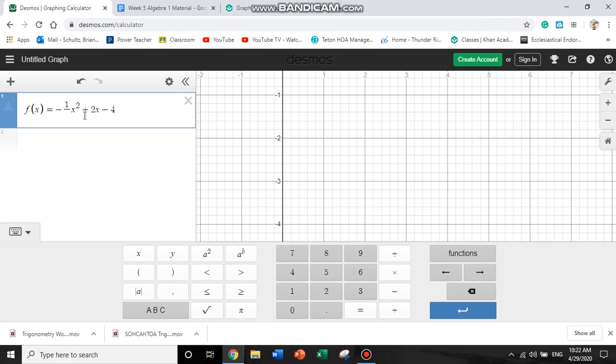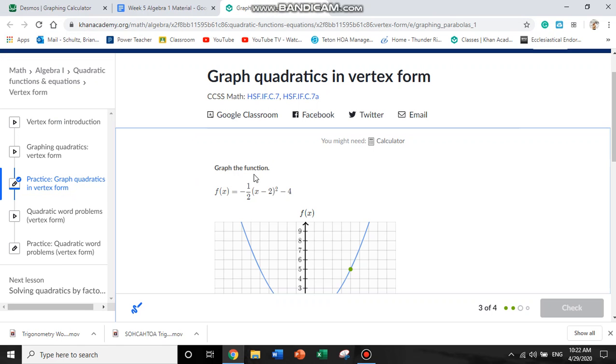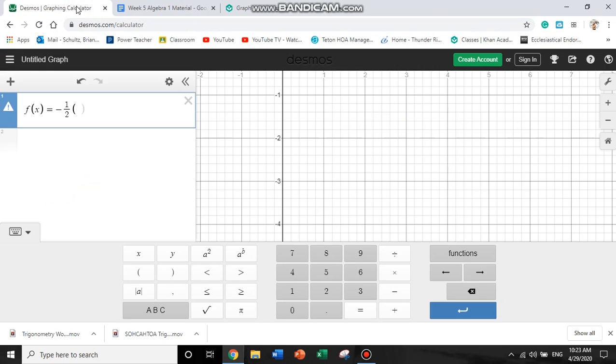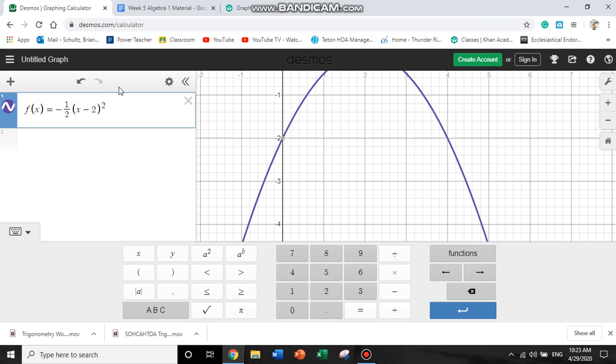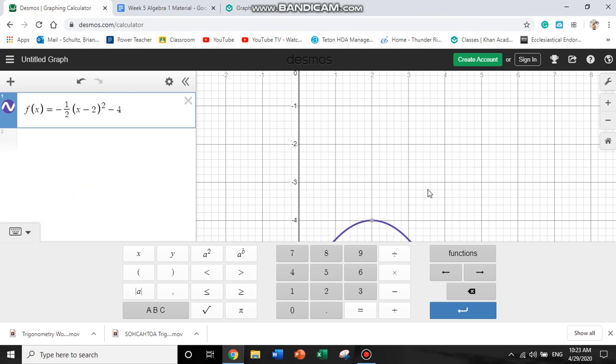This is going to be -1/2 x, and we're going to need to delete a lot of this. So 1/2 parentheses x minus 2 squared. So x minus 2. Remember to get the x squared, the squared, hit shift 6. And then a -4 after the squared outside the parentheses.